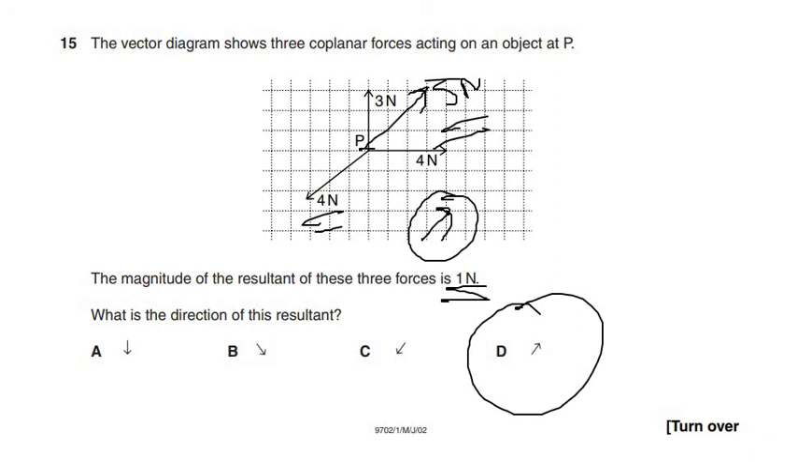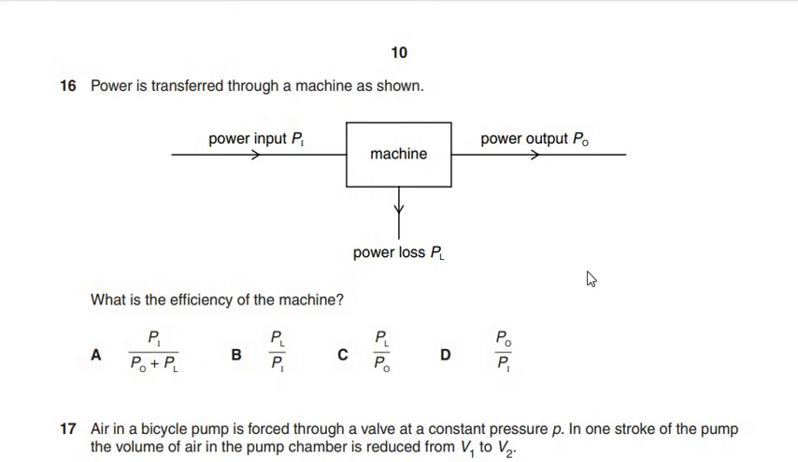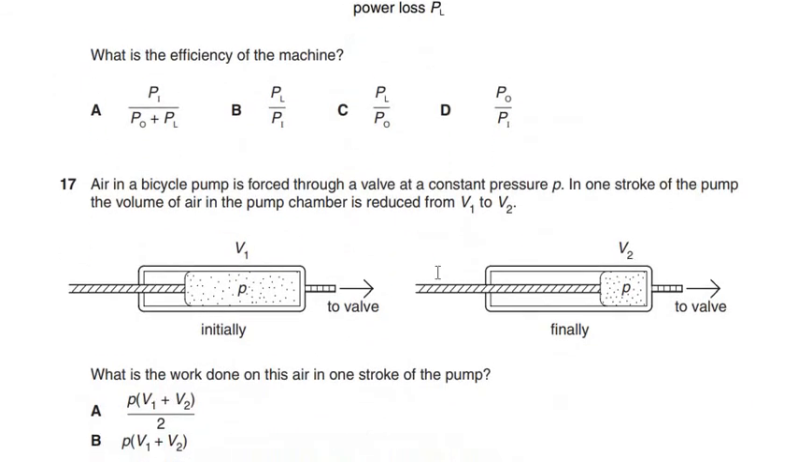Alright, next question. Power is transferred through a machine, and so on. Really simple question. Efficiency of the machine is going to be D. Power output by total input. I won't go into details of that.